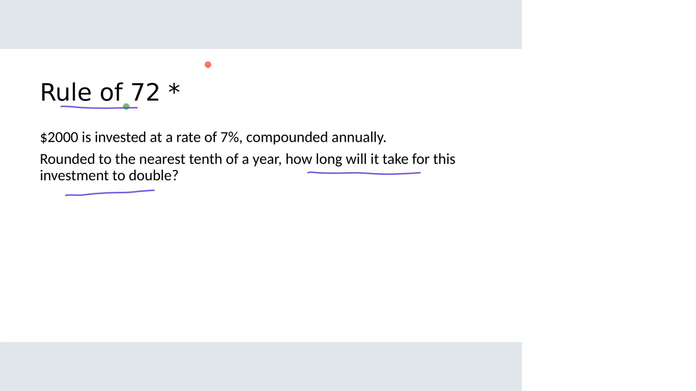The key to the rule of 72 questions is identifying that it is a rule of 72 question, and then don't overthink it. Don't make it harder than it is.